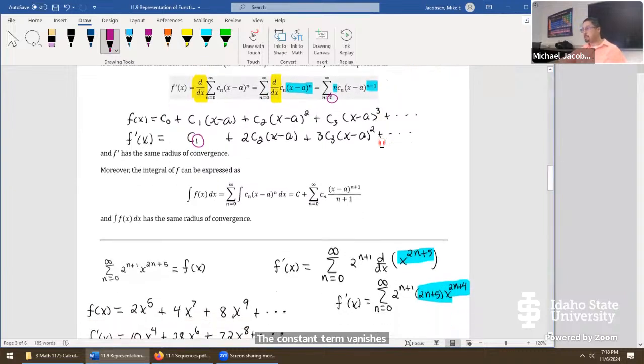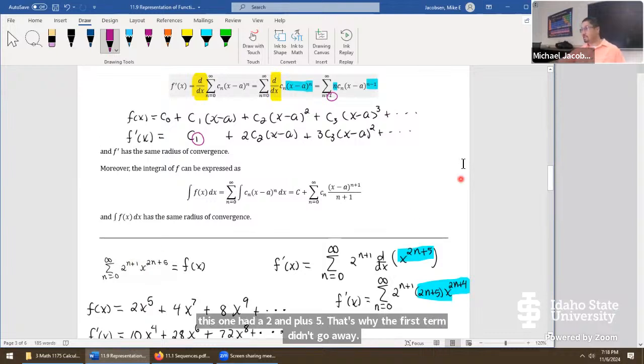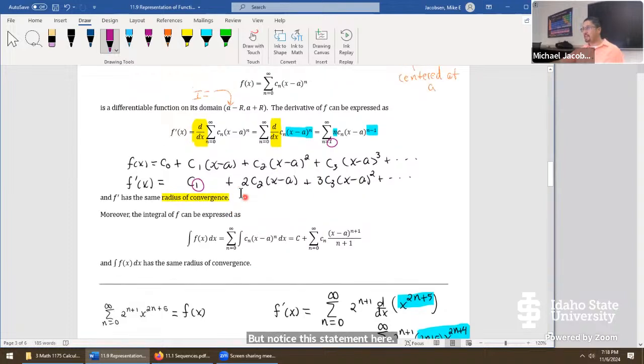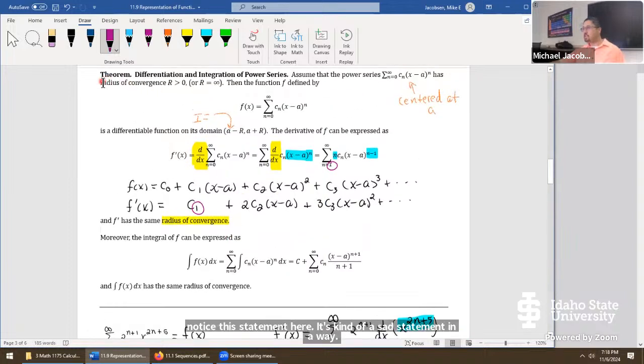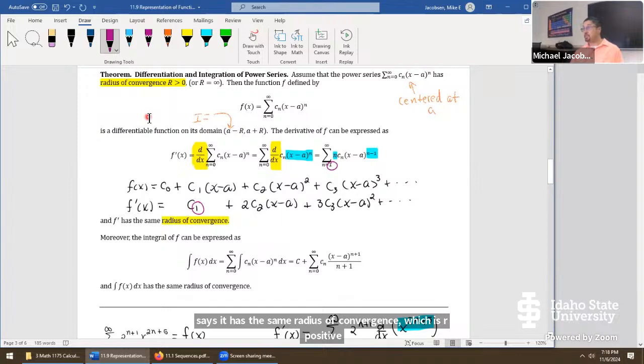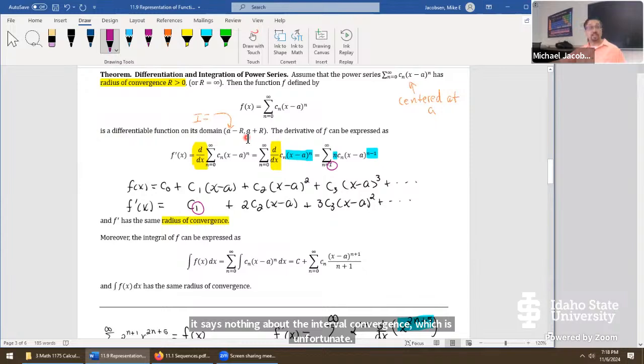So it begins there, but this one had a 2n plus 5. That's why the first term didn't go away. If this was x to the power of n, it would have matched that same pattern. Okay, so we can differentiate power series, but notice this statement here. It's kind of a sad statement in a way. It says it has the same radius of convergence, which is R, positive, but it says nothing about the interval of convergence, which is unfortunate. It's possible your interval of convergence changes.